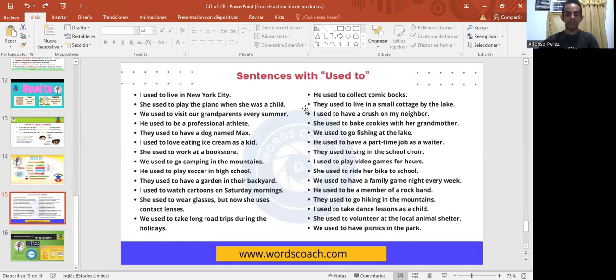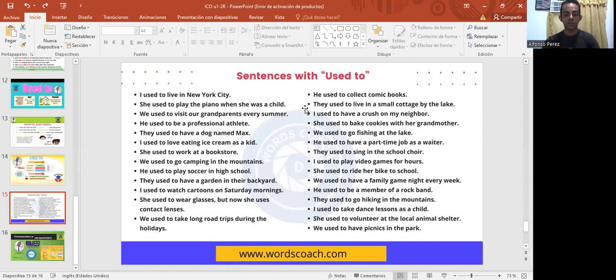We have some sentences I'm reading. I used to live in New York. She used to play the piano when she was a child. We used to visit our grandparents every summer. He used to be a professional athlete. They used to have a dog named Max. I used to love eating ice cream as a kid. She used to work at a bookstore. We used to go camping in the mountains. He used to play soccer in high school. They used to have a garden in their backyard.